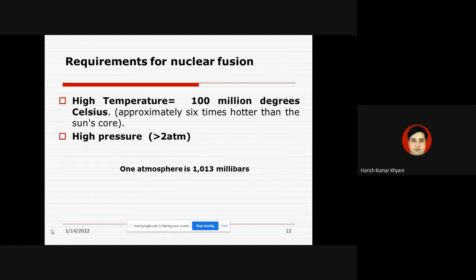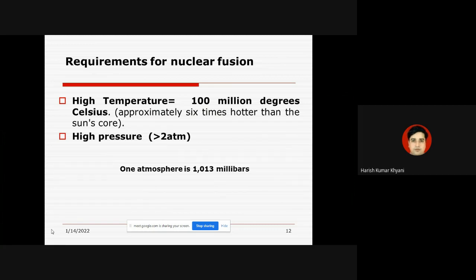So, you can imagine how much temperature and pressure is required for the nuclear fusion reaction to occur and to have a sustainable reaction rather, right? So around 100 million degrees Celsius temperature, 100 into 10 raised to power 6 degrees Celsius. So you can imagine a huge temperature which is 6 times hotter than the core of the sun, right? And second, we need a high pressure which is greater than 2 atmospheric pressure, right?